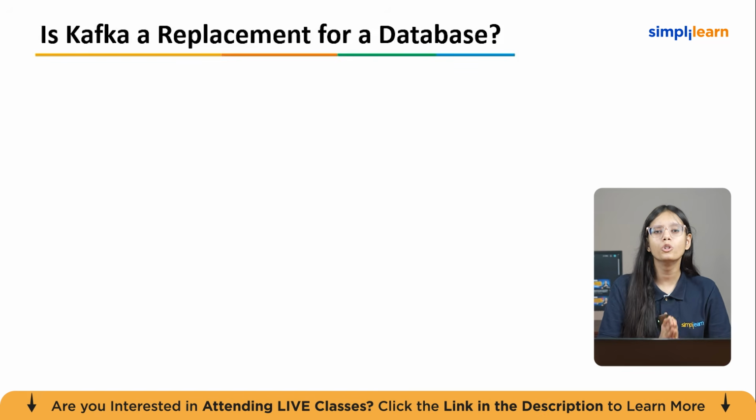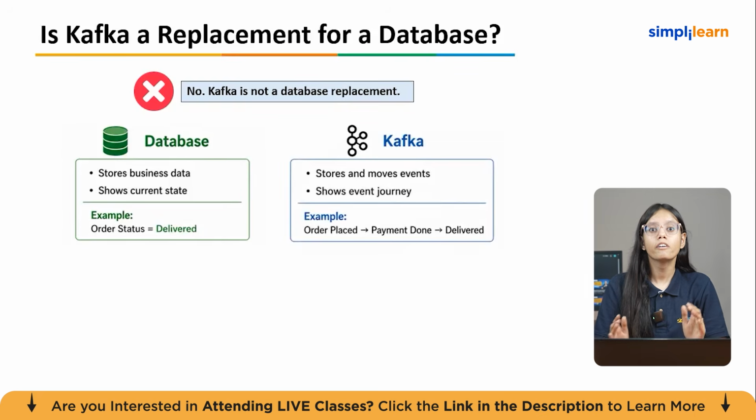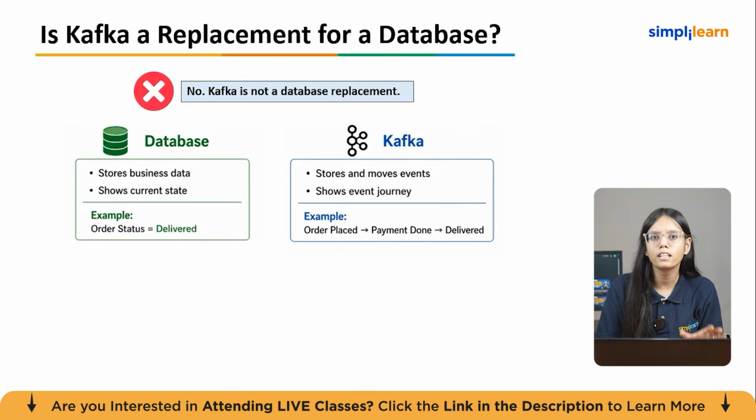Now answering the most common question being asked. Can Kafka replace a database? And the answer is no. A database stores business data like customer details, order amount, payment status, delivery address, and final order status. Kafka stores and moves events like order placed, payment completed, stock updated, delivery assigned, and order delivered.